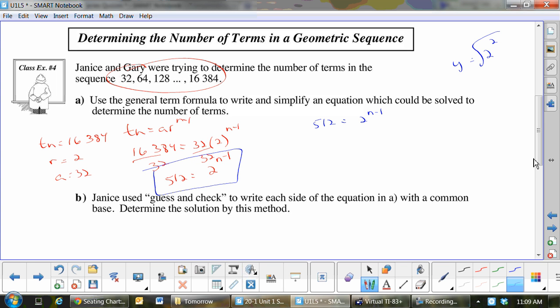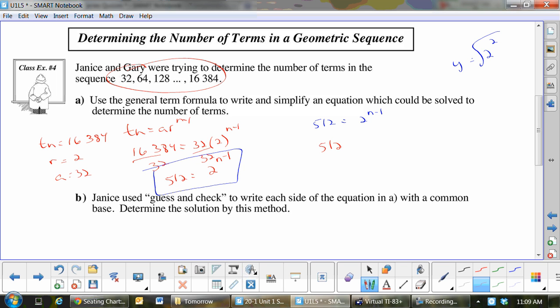Try it. Now, if you go 2 to the 8 and it's too big, what should you do? Try 2 to the 7. So everybody try it. What's the first one? Give me 2 to the what equals 512. It's only going to take you about 30 seconds.